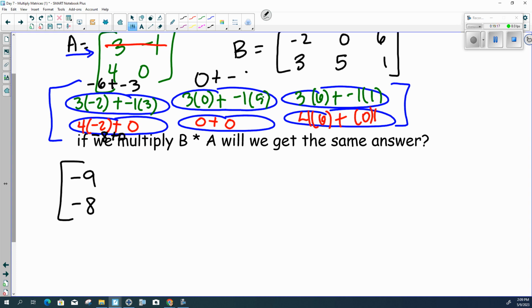0 plus negative 5. 0 plus 0. 18 plus negative 1. You get the gist, right? Okay.